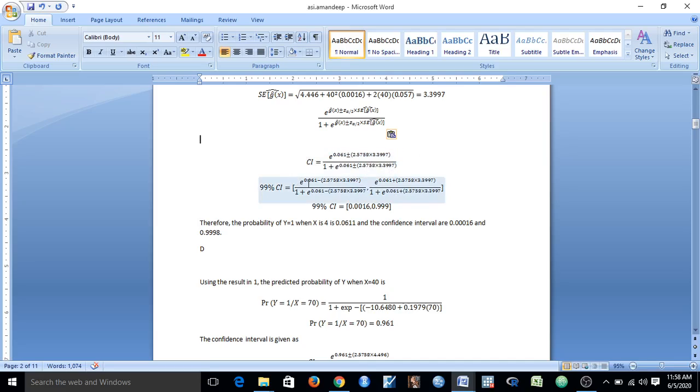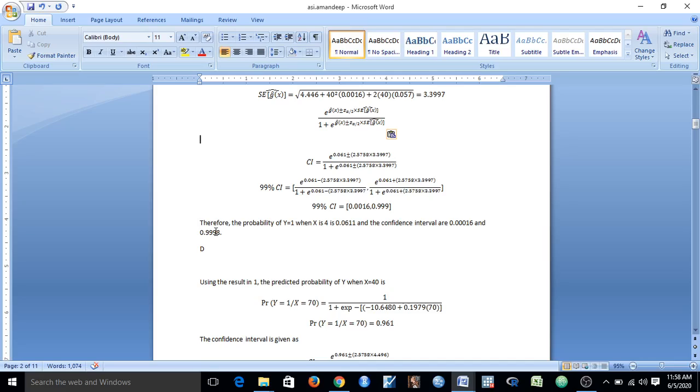So we can see here that for the 99% confidence interval, we now separate the negative, which is for the lower band, while the positive is for the upper band. So our 99% interval here is, if we calculate all this, 0.0016, 0.999. So the probability of y equals to 1 when x is 40 is 0.0611, and the confidence interval is 0.00016 and 0.9998.